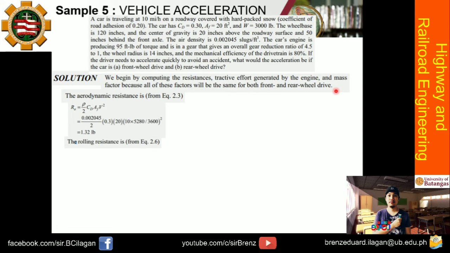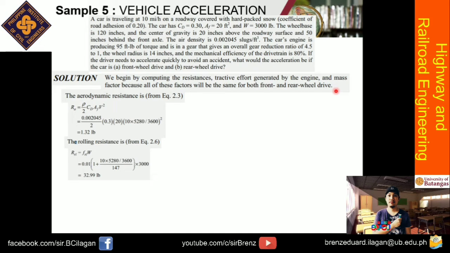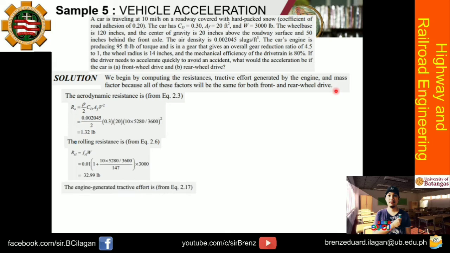Next is the rolling resistance, given in equation 2.6 as R sub RL is equal to F sub RL times W. Given F sub RL as 0.01 times the quantity 1 plus 10 times 5280 over 3,600 over 147, and then multiply by 3,000. So that is 32.99. And note, guys, that the W is the 3,000, so this F sub RL is part of this equation, the 0.01 times the quantity of that.